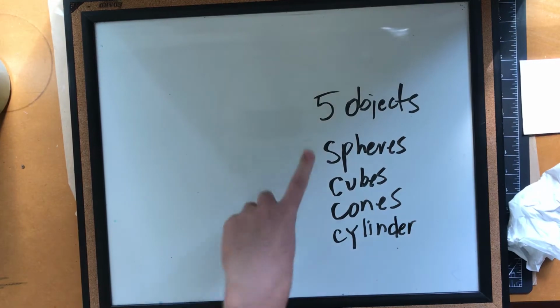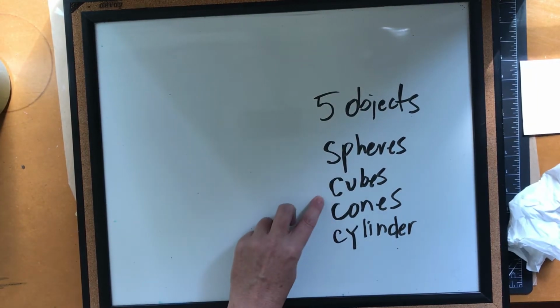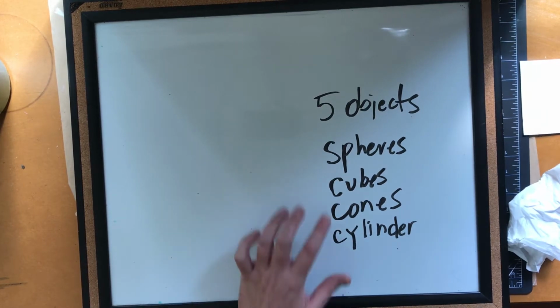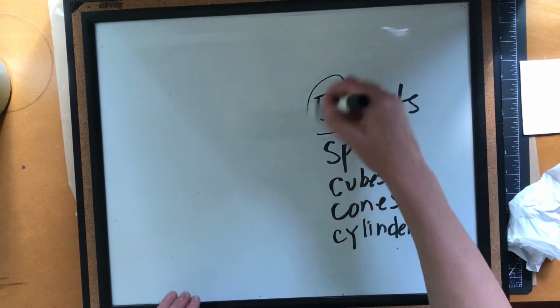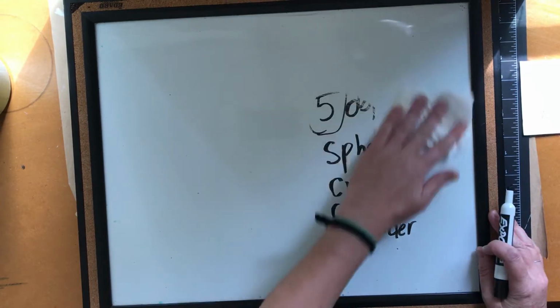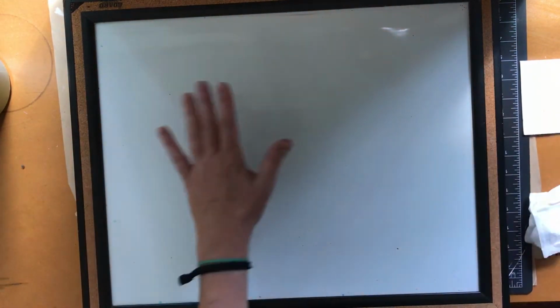All right. So you can have 2 spheres and 3 cubes. You can have 3 cones and 2 cylinders. You can mix and match, but you want a total of 5 objects on your piece of paper. Okay. So pretend that this surface is a 9 by 12 sheet of paper. That's what you guys are going to work on.